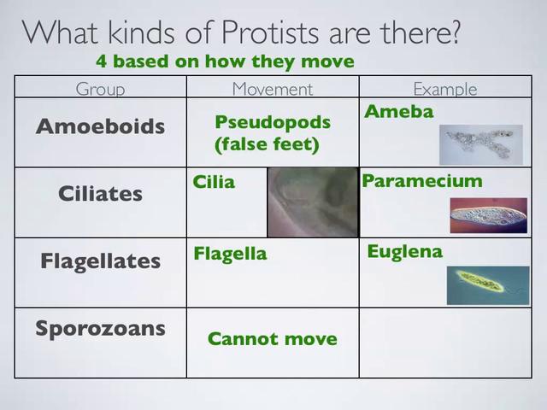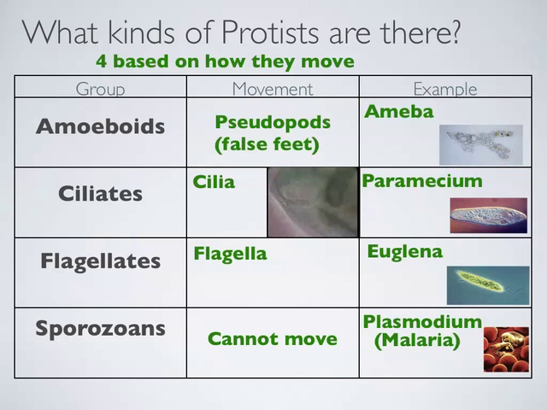Then the last group are the sporozoans. They don't really move on their own, and some of these are actually parasites. Next week we'll be talking about one very important sporozoan that is responsible for the illness and death of millions of people throughout the world. It's a disease you've heard of, I know. Yeah, malaria. It's caused by a protist called Plasmodium. We'll be talking about malaria next week. It's a protist that attacks blood cells and causes people to become very ill.